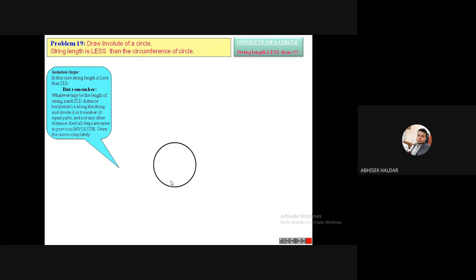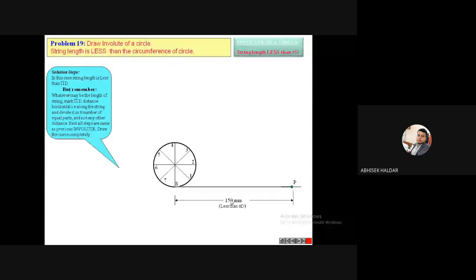Draw the circle first, that will be given. Divide the circle into 8 equal parts. Give the naming like this: 1 2 3 4 5 6 7 8. Here you see this is the string length from 8 to p, but here what is the case? String length is less, L is less than pi d. So this is 150 millimeter is the string length, which is less than pi d, and pi d is this much, which is larger.